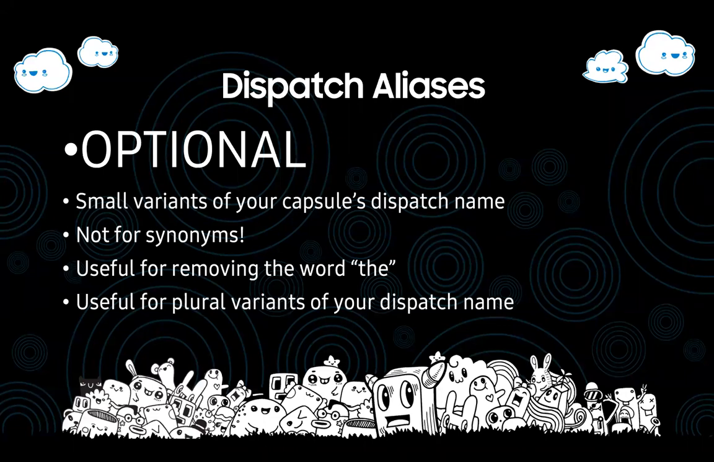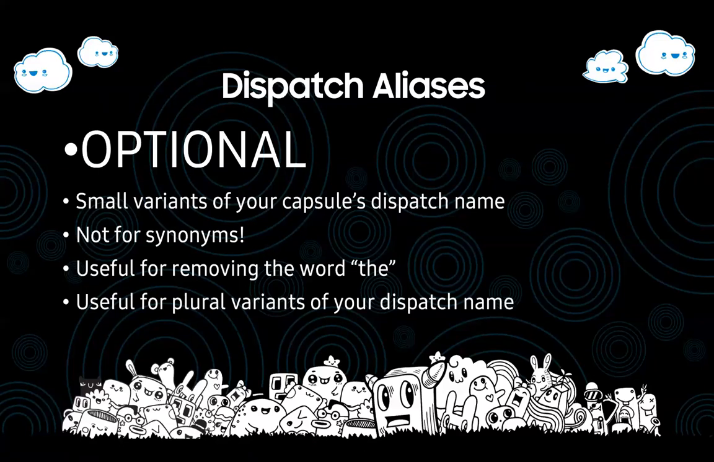That's not really the point of dispatch aliases. However, some people might say the Book of Cows, right? That would be a valid dispatch alias because, in this case, you can use it for plural variants of your dispatch name. And also, if your dispatch name has the word "the" in it, like the Book of Cows, you can have a dispatch alias as Book of Cows. So for example, a lot of people might say, ask Book of Cows for a fact, right?